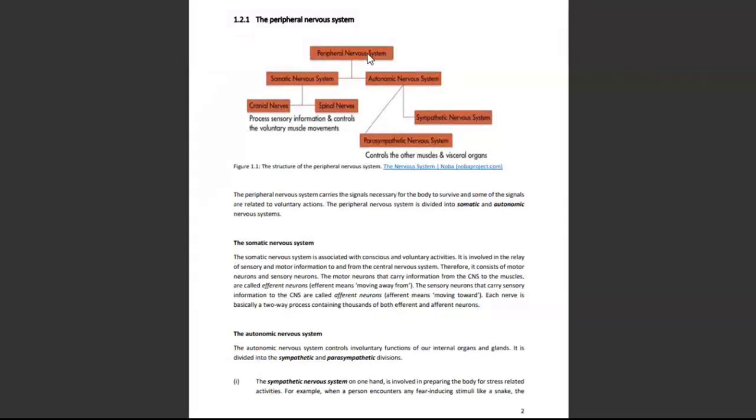Peripheral nervous system, with the somatic nervous system, which is this. They say voluntary. Autonomic nervous system, involuntary. That is sympathetic and parasympathetic nervous reaction.